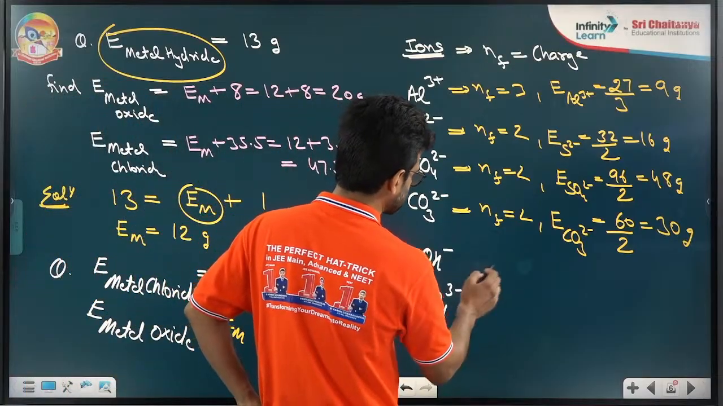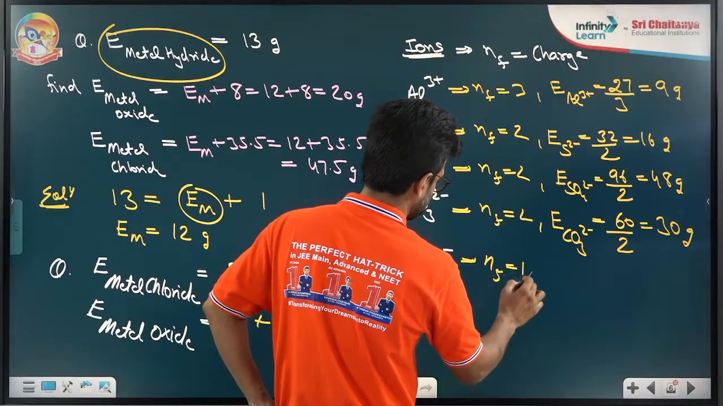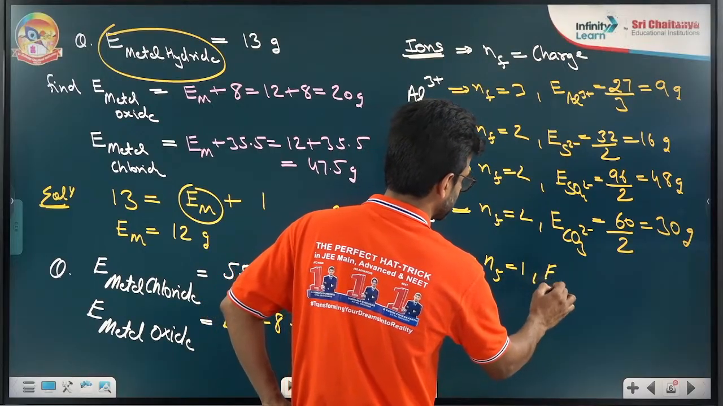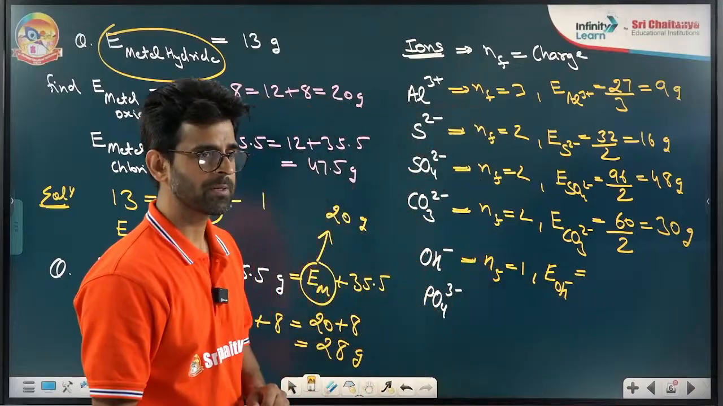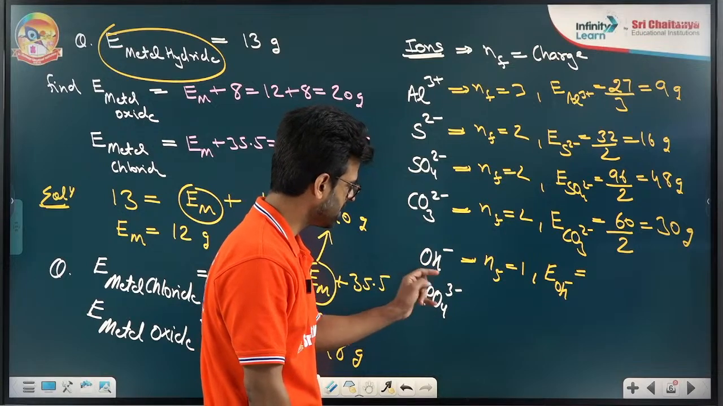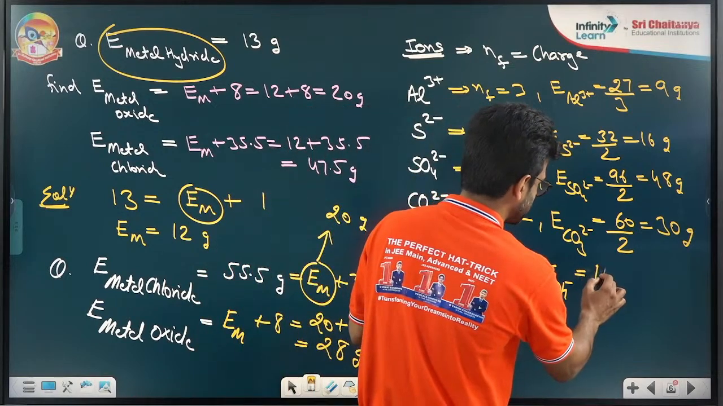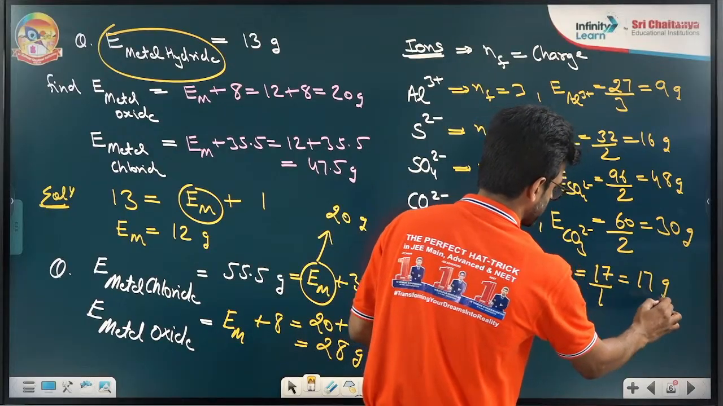In case of OH minus, what is the N factor? N factor is 1. You can find the equivalent weight of the OH minus hydroxide ion. How much is that? 16 plus 1, 17. 17 is the molar mass divided by 1. So 17 gram.